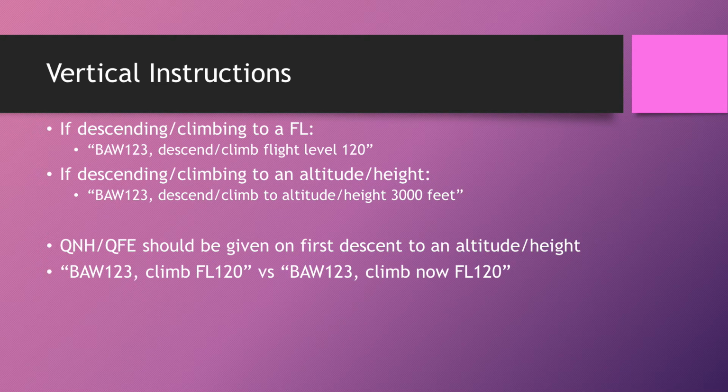If you say climb now flight level 120, they're cancelling their vertical profile, so they're ignoring the SID's vertical profile and climbing straight away to 120. So that's the difference. We use climb now on the first climb, so when you're climbing them above the SID, we use climb now. Any climb after that, we just say climb flight level 120.